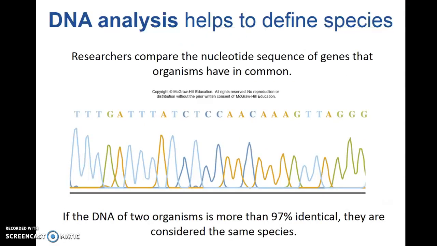Another way that we can define species is we can actually look at their DNA and their sequences. For example, we've already talked about how our DNA, as a reminder, is the set of instructions on how to build and maintain an organism. Each organism, each species, would have their own set of instructions. They're not going to be identical to everyone else's, but they're going to be similar. And it's actually more similar than you might think.